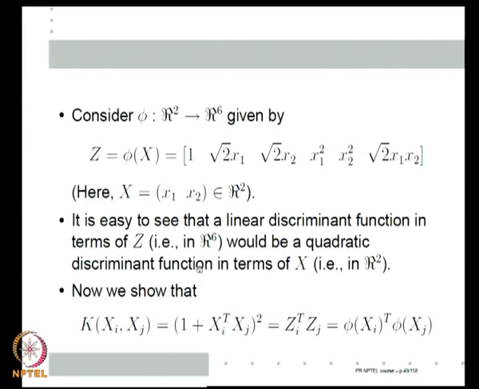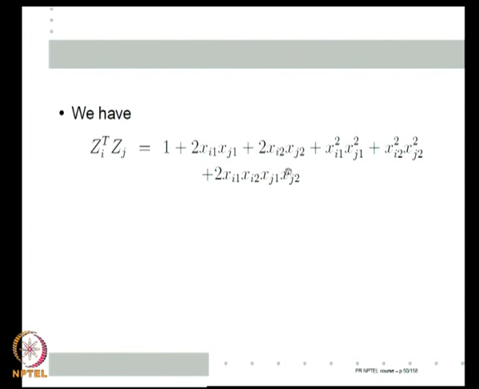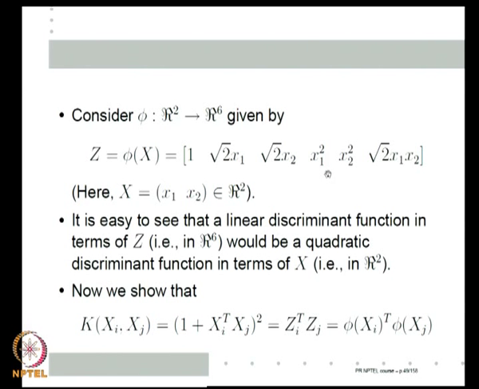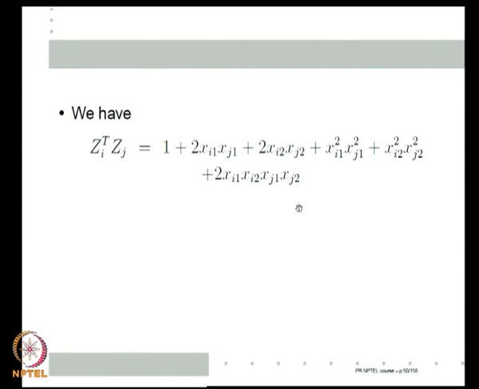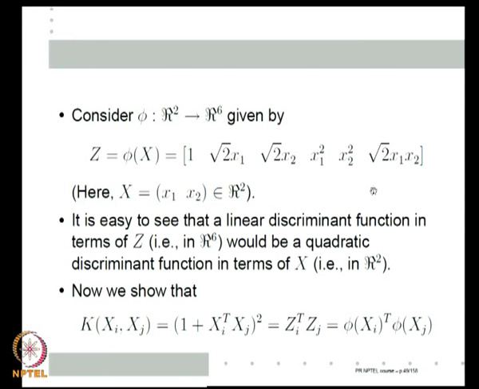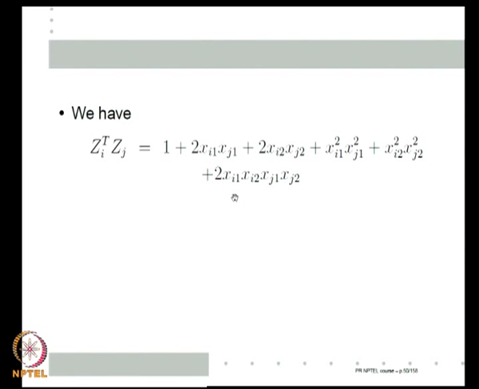What will be phi(xi) transpose phi(xj)? Now, phi(xi), or zi, will be 1, root 2 xi1, root 2 xi2, xi1 square, xi2 square, root 2 xi1 xi2. Similarly for j. When I take phi(xi) transpose phi(xj), I will get 1 here, root 2 will give me 2 xi1 xj1, 2 xi2 xj2. Similarly, I get xi1 square xj1 square, xi2 square xj2 square, and once again the root 2 will give me xi1 xi2 into xj1 xj2 with a 2 in front. This is what zi transpose zj is.